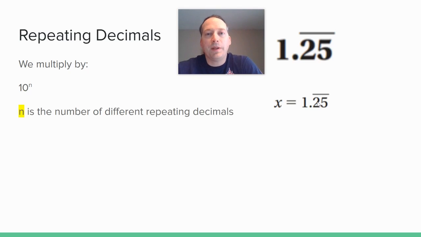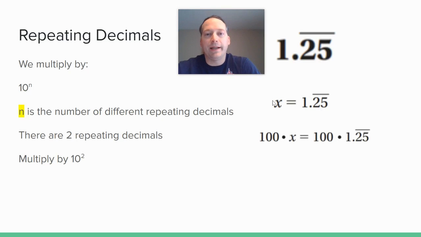So what we do is we multiply by a power of 10 where the exponent is the number of repeating decimals here. So how many digits do I have in my repeating decimal? Well, 2, because the 25 is the repeat. So what I'm going to do is multiply it by 10 to the second power, or 100.